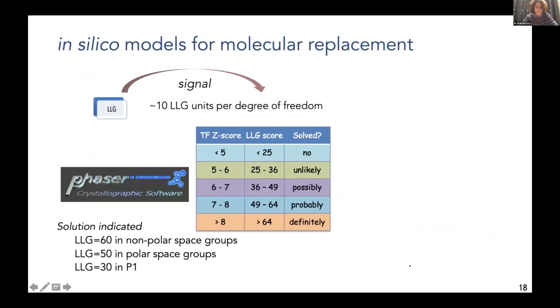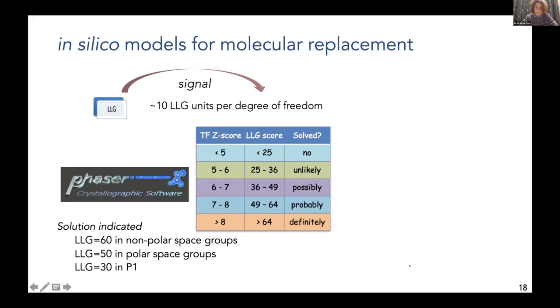So back to some theory about molecular replacement to start with. I'm talking about the theory underlying Phaser for MR. We use the scoring function, the LLG. And to get a signal in our molecular replacement search, we need approximately 10 LLG units per degree of freedom. So in space groups where there are 6 degrees of freedom, you need 60. In polar space groups with 5, you need 50. And in space groups where you need 3 degrees of freedom, you need 30 LLG units.